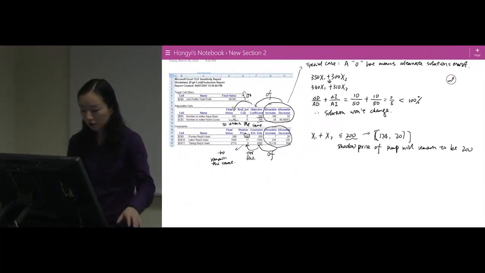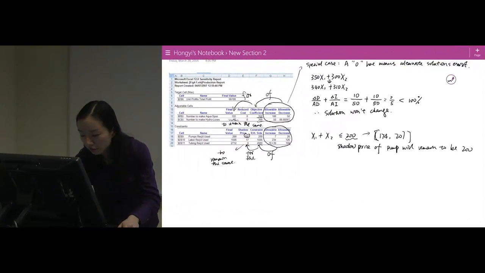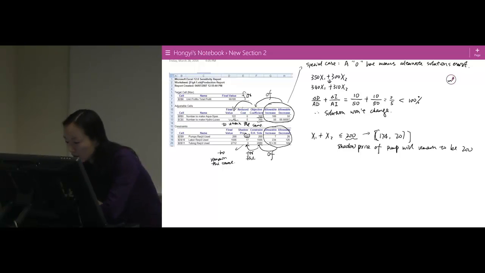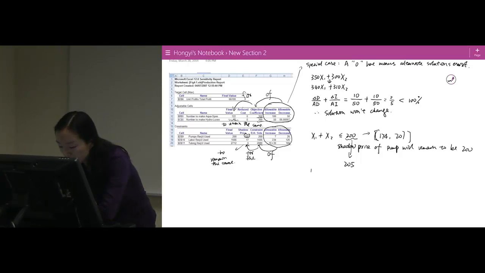note again. We talked about how, for the shadow price to remain the same, the change to the right-hand side needs to be within the allowable increase or decrease. Now let me ask you: if this 200 value changes to 205, what is the new objective function value?